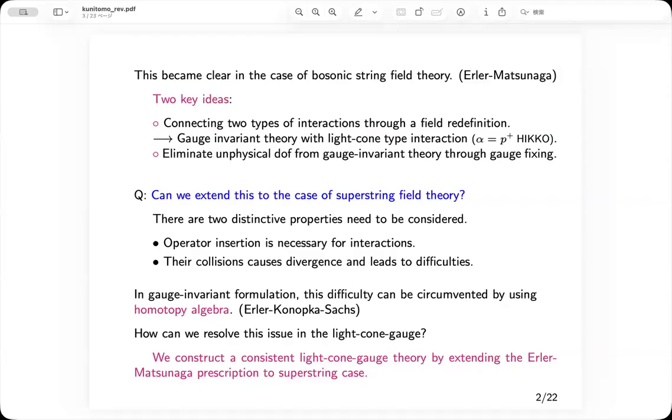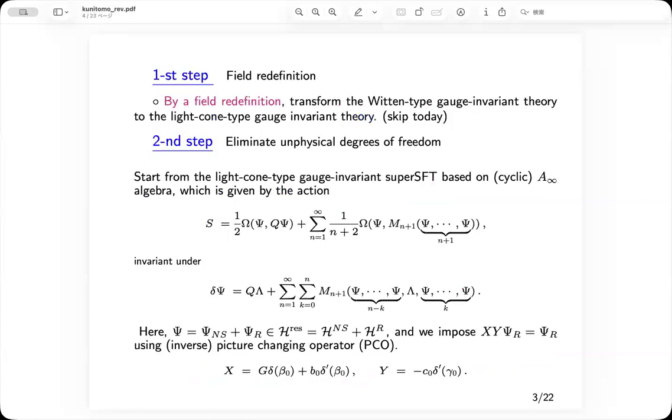In this talk, we construct a consistent light cone gauge theory by extending the Ishibashi-Matsunaga prescription, based on these two key ideas, to the superstring case. The first step is the field redefinition. By field redefinition, we transform the Witten type gauge invariant theory to the light cone type gauge invariant theory based on the A infinity algebra. This part is not related to our issue today, so I will skip it. The second step is eliminating unphysical degrees of freedom.